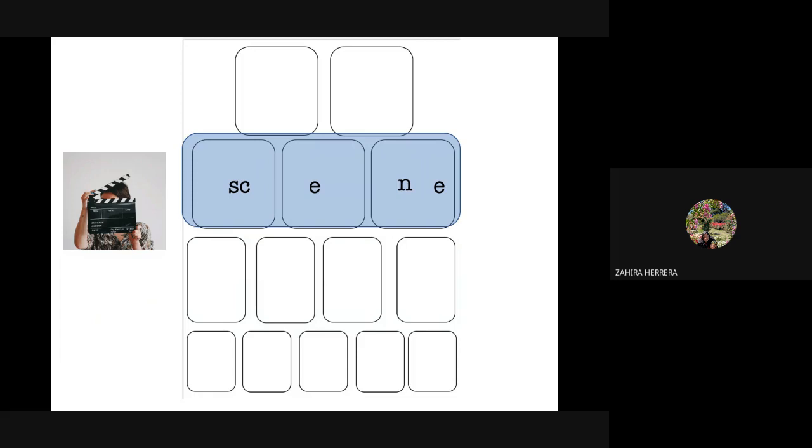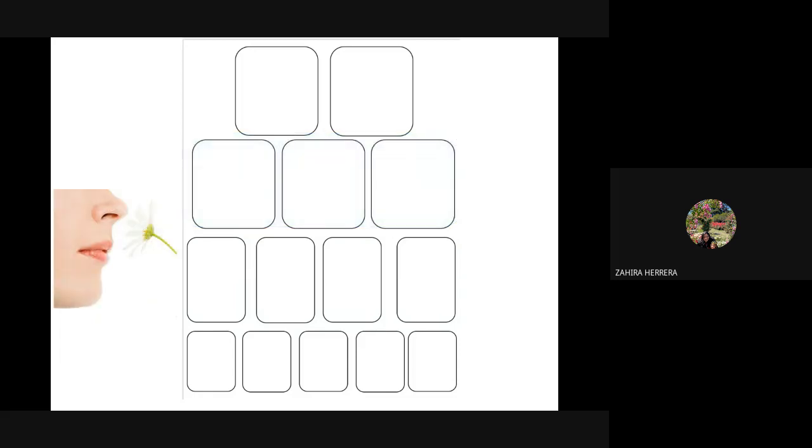So the word is S-C-E-N-E. Scene. The next word I have is scent. I smell the scent of roses. Scent. Now, if I sound that out, I get s-e-n-t. That's four sounds I hear. The first sound I hear is an S, which is S-C. E, which is E. N, which is N, and T, which is T. Make sure you're correcting it with me.